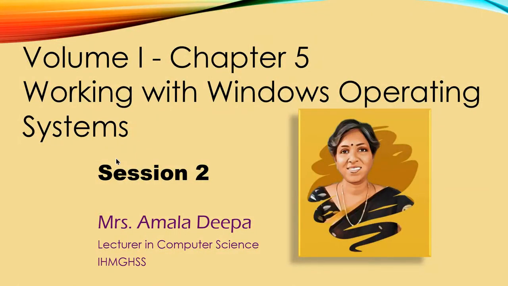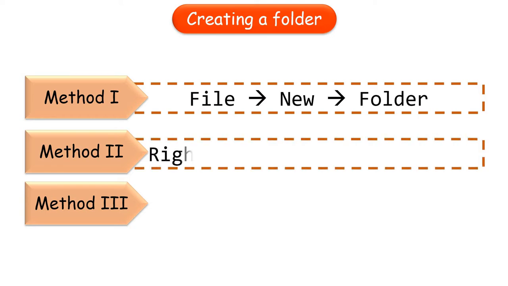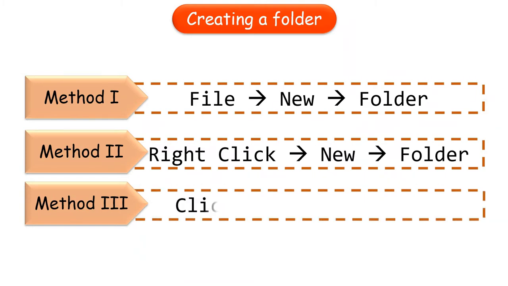Welcome to the second session of Chapter 5, Working with Windows Operating Systems. Creating a folder. Method 1: File, New Folder. Method 2: Right-click, New Folder. Method 3: Click the New Folder option.